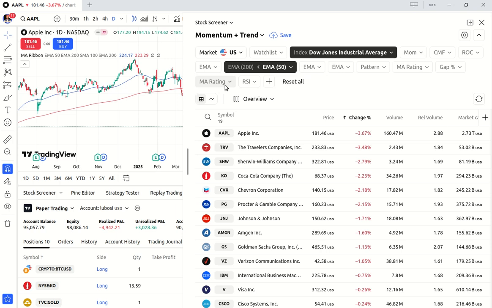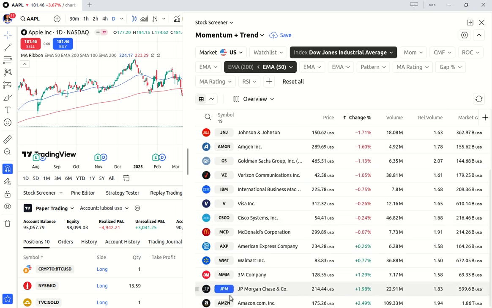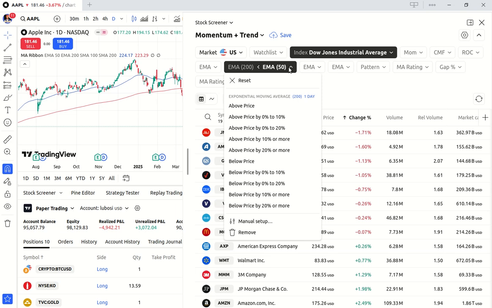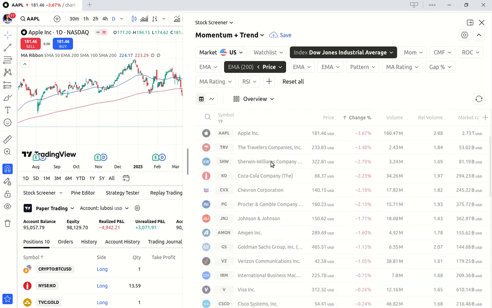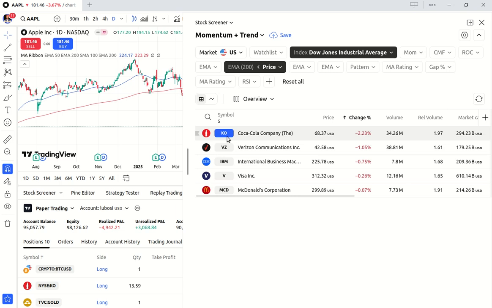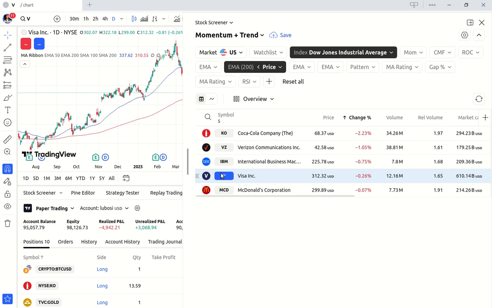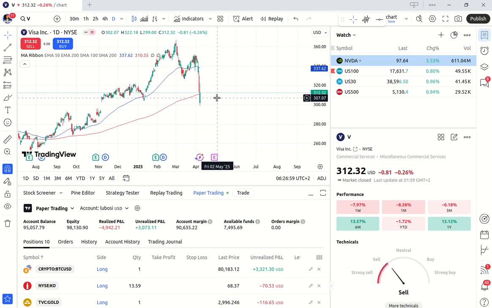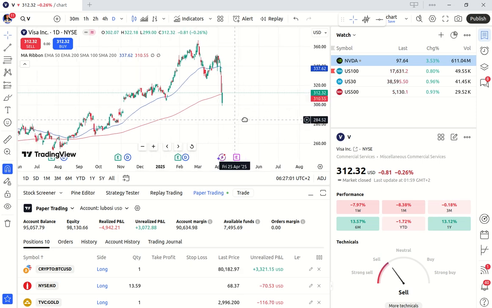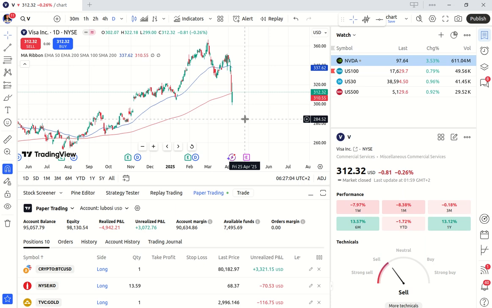So in this case, let me see what we have. So let's say below price. I think that's a better metric. Meaning, even though the market has crashed, it is still in an uptrend. Okay.